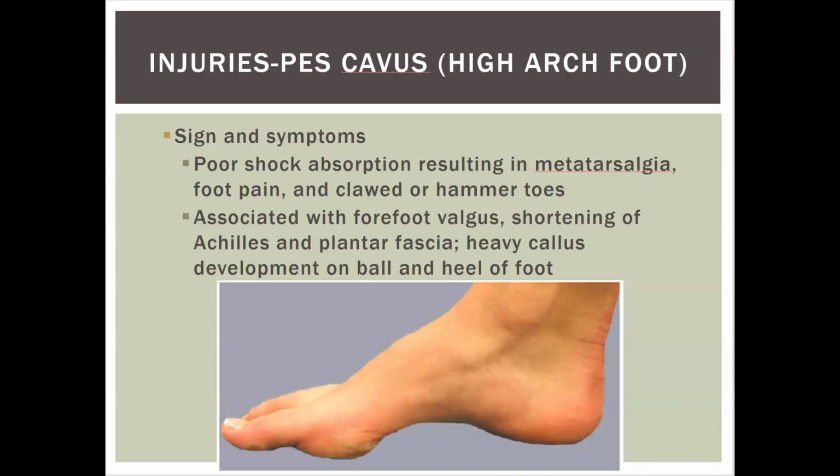On the contrary, the other side is pes cavus or a high arch, where what we're worried about with that is these are the people when they're walking around with a wet foot on the concrete, you only see the toes, the heel, and maybe the lateral aspect of the foot. They don't really have any type of shock absorption, and they'll end up with foot pain. And then they have a lot of ball and heel foot pain.